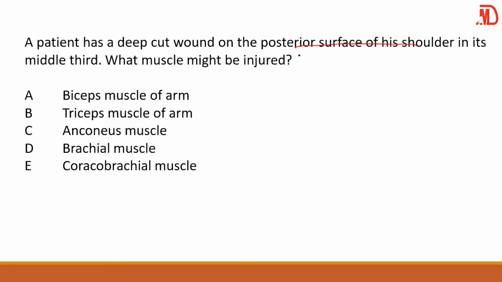The humerus. So posteriorly, what muscle is there? Of course, you are thinking of what? Your triceps. They say anteriorly, of course, biceps. But posteriorly, we're looking at what? Triceps. So your answer should be B. Triceps. All right.